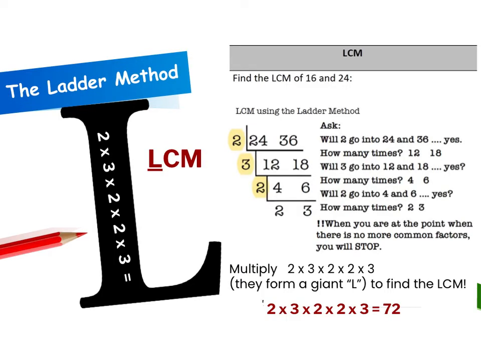The other way you can find the LCM of a set of numbers is by using the ladder method. This is the same method as when we were solving for the prime factorization of a number, except now there will be 2 numbers inside of the ladder step. So we are going to find the LCM of 24 and 36. So we placed both the numbers inside the first ladder step.